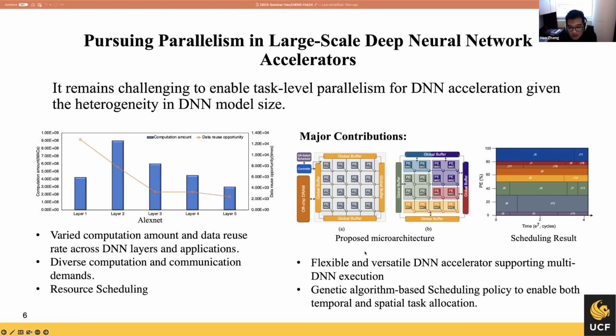To address these two major challenges, the first one, we designed a flexible and versatile DNN accelerator supporting the DNN execution. So the key idea is we have a unified accelerator. We can dynamically partition those resources, including the memory, the interconnects, and the processing elements to set up multiple sub-accelerators. And each of them can be configured as a single type of accelerator to support a given set of applications. Right. And we can support the dynamic allocation.